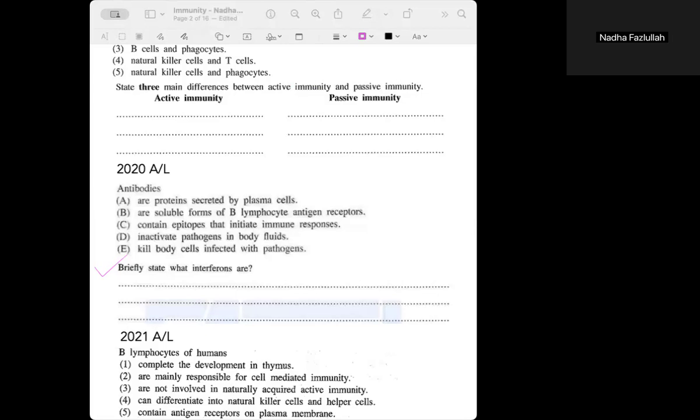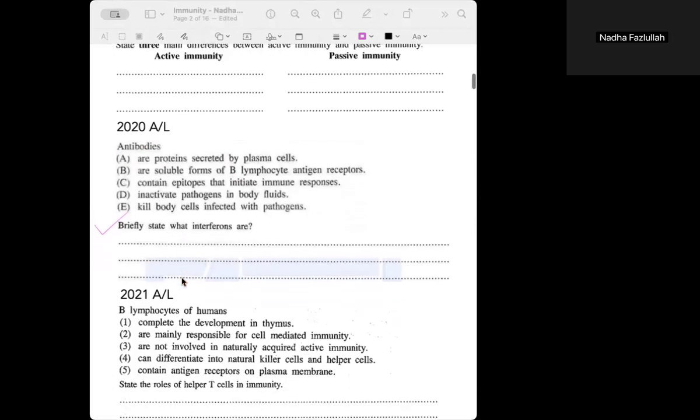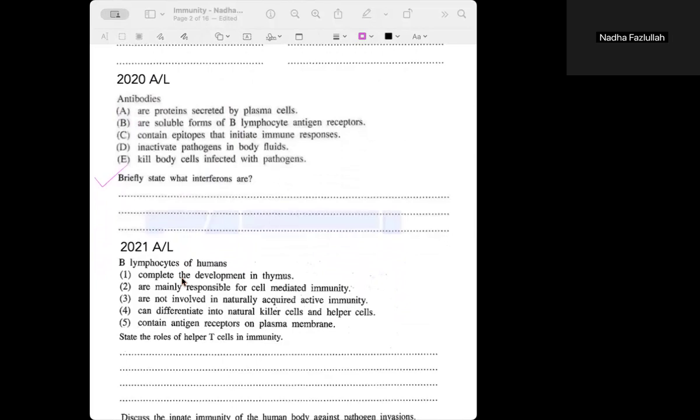The first question that you can attempt is the 2020 A-level question. Briefly state what interferons are. To answer this question, what are interferons? Interferons are antimicrobial proteins. First of all, you have to say that they are antimicrobial proteins, and who is secreting these interferons? They are secreted by the virus-infected body cells. Under antimicrobial proteins, you have two types. What are they? You have interferons, and you have the complement proteins.